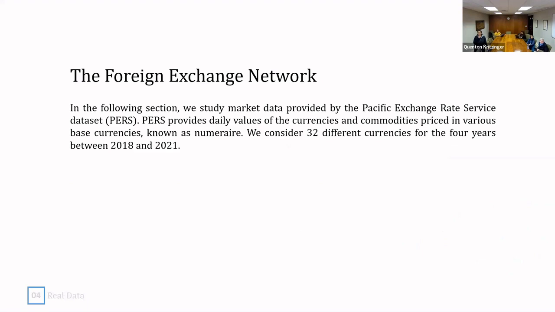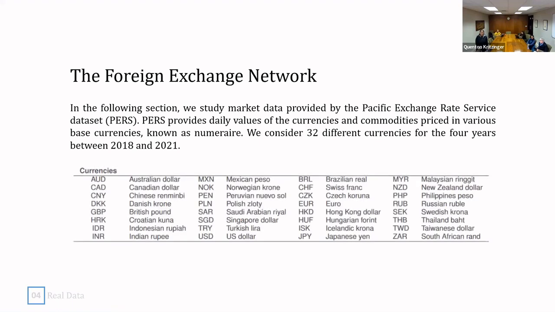And as real data, we consider 32 different currencies for 4 years between 2018 and 2021, and try to find a network for every year and also for the whole 4 years for the exchange market. This is the 34 currencies that we use, and I try to summarize everything here.